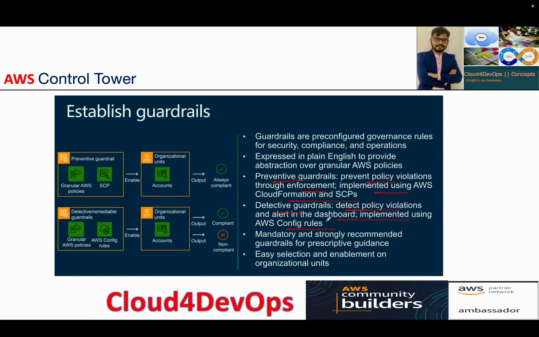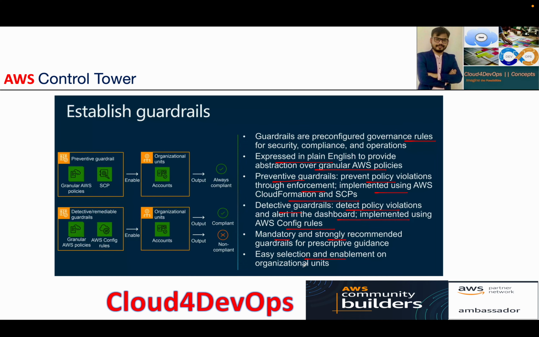Very important concept. Again, these get pushed out as part of the best practices to your accounts, and Control Tower is taking care of it. We are not doing anything over there. Guardrails are expressed in plain English to provide abstraction over granular AWS policies. They are pre-configured governance rules. Then again, there are 3 categories: mandatory, strongly recommended, and one that is good to have. Please go through that concept in my previous lecture that I covered as part of best practices.